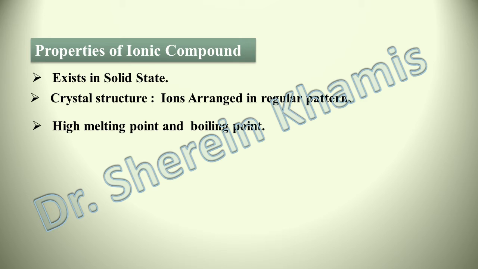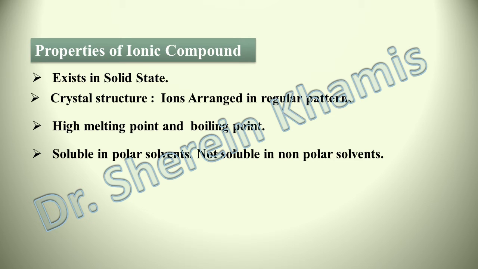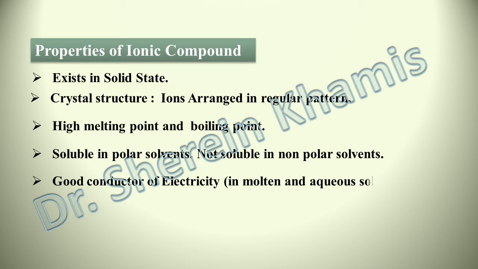The third property: ionic compounds have high melting and boiling points, as we said before, and they are soluble in polar solvents, and the main one is water. They are not soluble in non-polar solvents like benzene. As we said, they are good conductors of electricity in molten state and in aqueous solution, so it is the main property of ionic compounds, and all five properties are the main ones for ionic compounds.